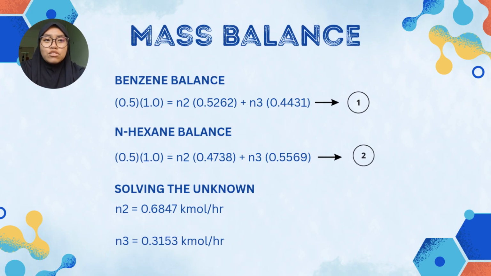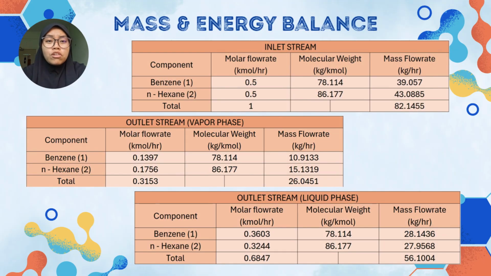Now let's look at the mass balance to verify our calculation. Based on the data, we set up two simultaneous equations for our components. The benzene balance is written as the equation 1, while the n-Hexane balance is equation 2. By solving these two equations together, we find that our liquid flow rate N2 is 0.6847 kmol per hour and our vapor flow rate N3 is 0.3153 kmol per hour. This is similar with the flash calculation where the vapor is 0.3154 kmol per hour and liquid is 0.6846 kmol per hour.